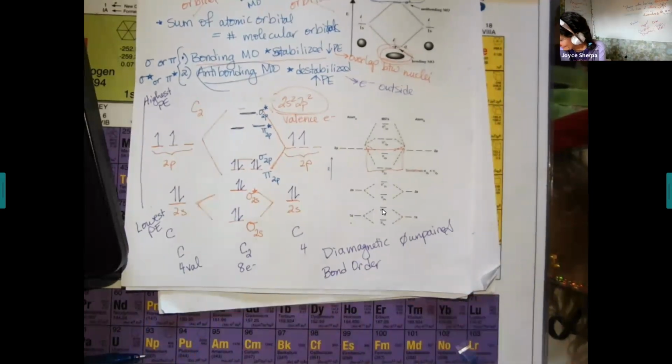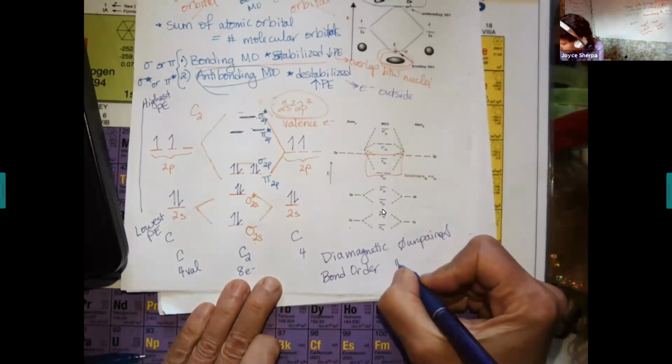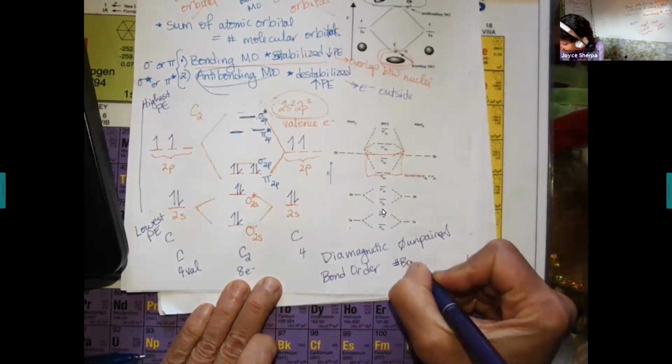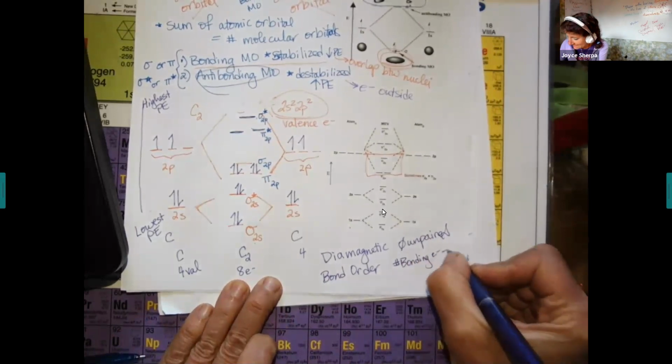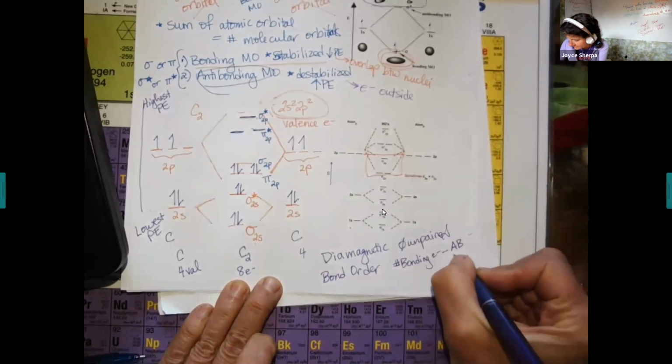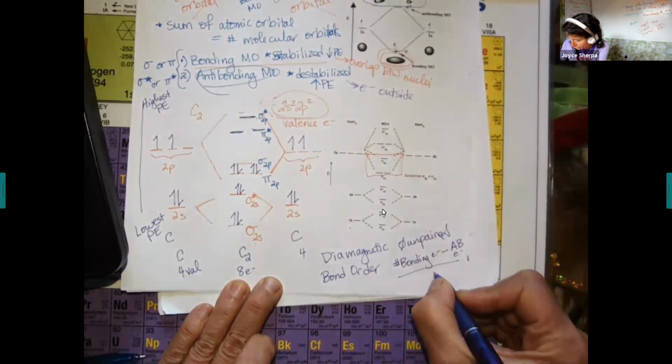All right. Bond order is number of bonding electrons minus antibonding electrons divided by 2.